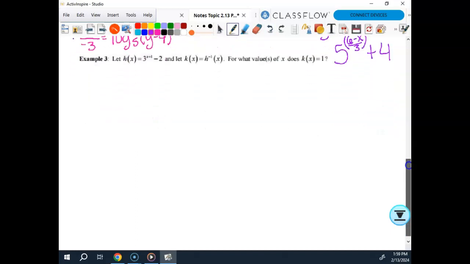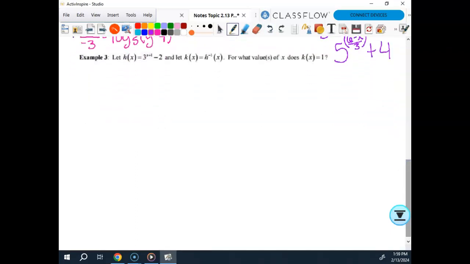Okay, let's look at example 3. So we have h of x is equal to this, k of x equals h inverse. For what values of x does k of x equal 1? All right, so in order for me to figure out when k of x equals 1, I have to figure out what k of x is. How am I going to find k of x? Find the inverse of h, right? Let's make that into y.